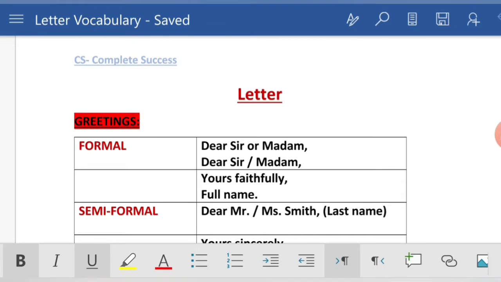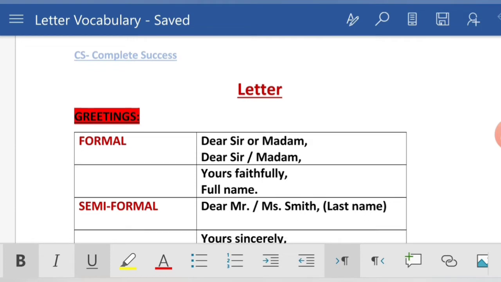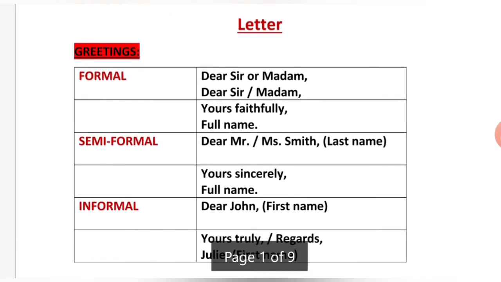Hello everyone, I am Mandeep Kaur and today's topic of my video is about IELTS letter, that is General Writing Task 1, and it is related with the vocabulary. Firstly, there are three types of letters, that is formal, semi-formal and informal.